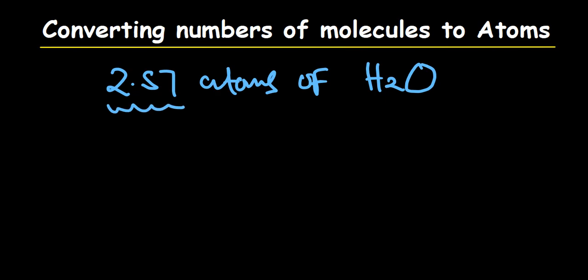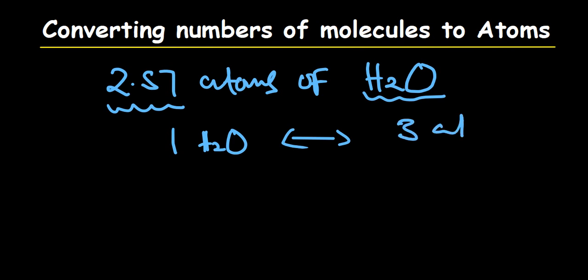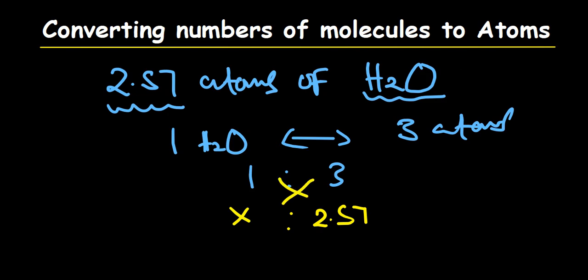First of all we are going to get the ratio from this water. We know that one molecule of water contains how many atoms? It contains 3 atoms. So we are going to do a ratio here: 1 molecule contains 3 atoms. What about if I have 2.57 atoms? What would be my number of what? Molecules. So you just cross multiply there.